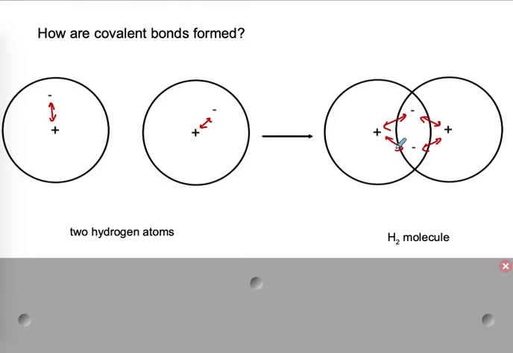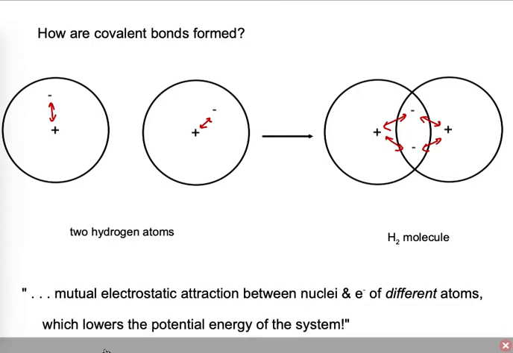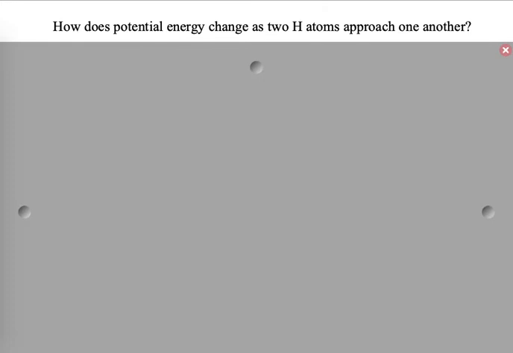Bringing oppositely charged particles together lowers the potential energy. This is how you form a covalent bond. And again, remember, chemical bonding is defined as the mutual electrostatic attraction between the nuclei and electrons of different atoms, which lowers the potential energy of the system. Let's look at a graph on the next slide that shows how the potential energy in the hydrogen molecule depends upon the distance between the 2 nuclei.